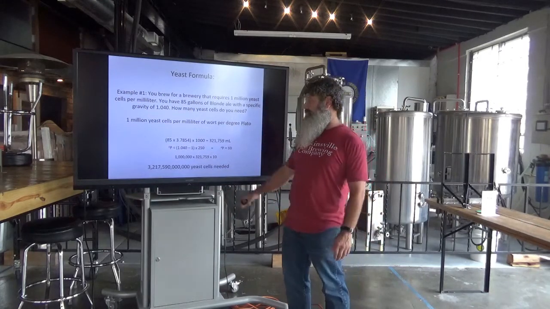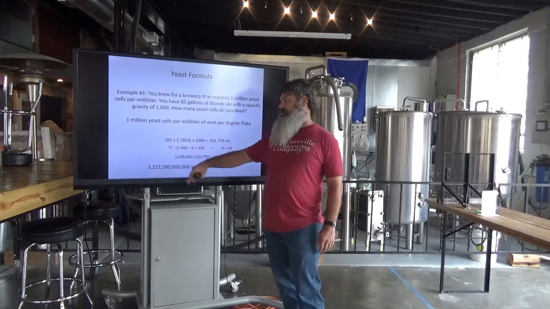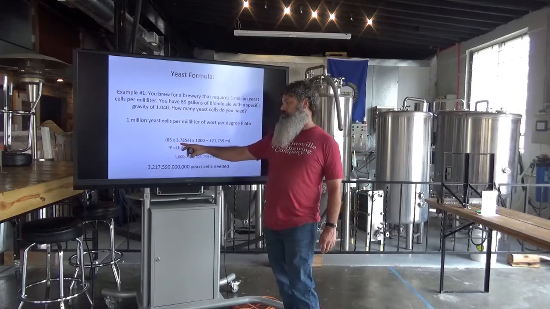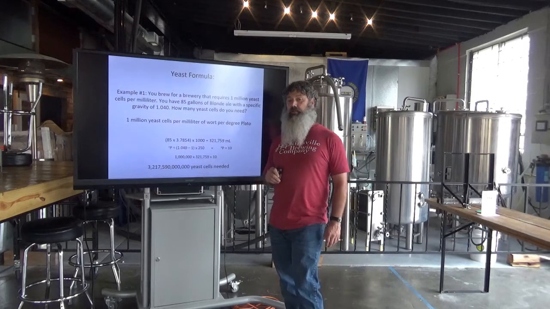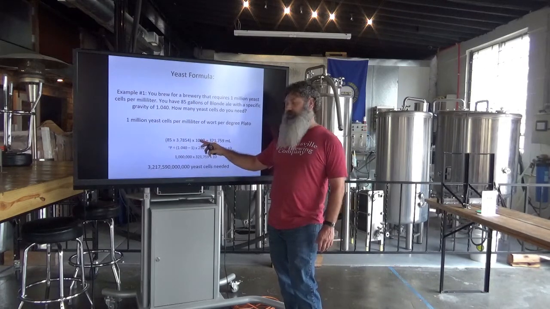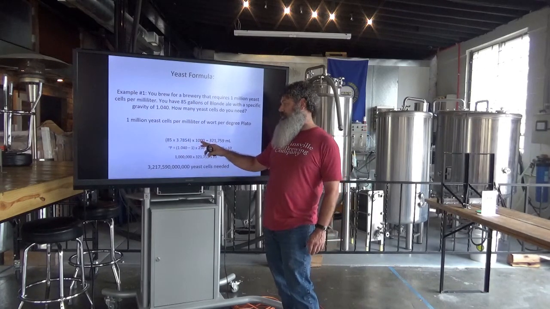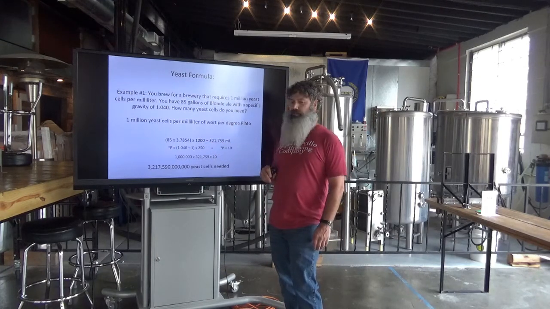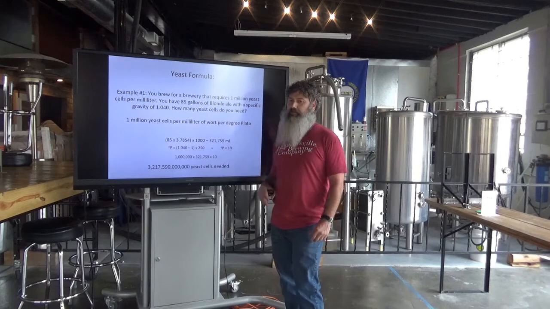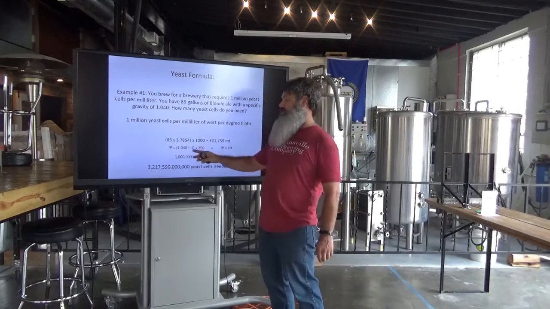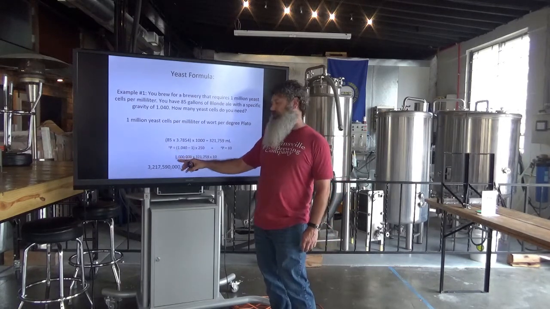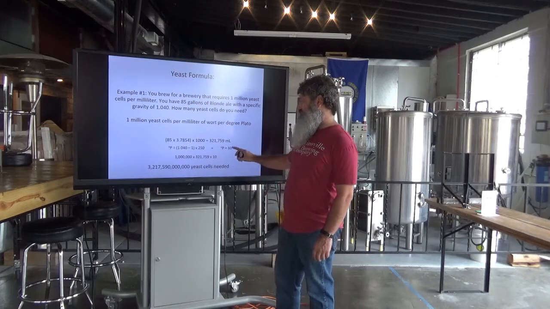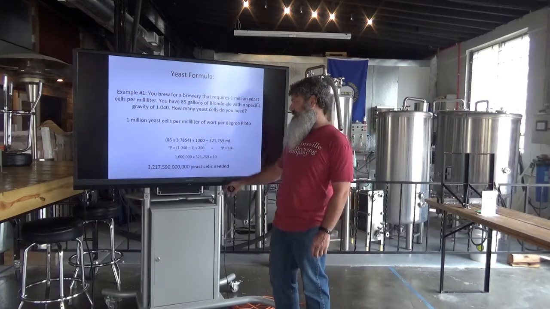Let's do the math. So you take 85 gallons, and you're going to multiply that by 3.7854. That's going to give you the number of liters you have. You multiply that by 1,000, that's going to tell you how many milliliters you have. So 85 gallons of beer is 321,759 milliliters. Now we're going to convert our specific gravity to Plato. We do the formula here, we see we have a Plato of 10.